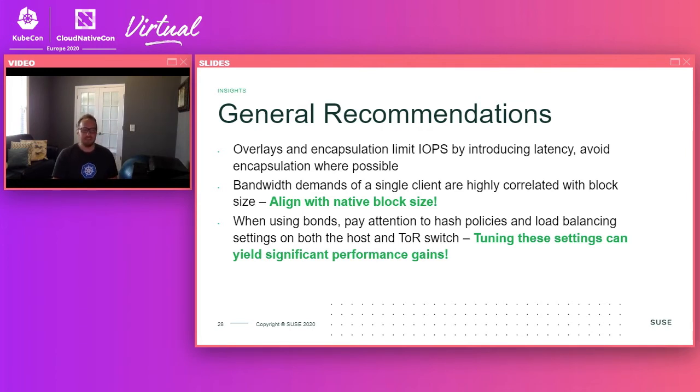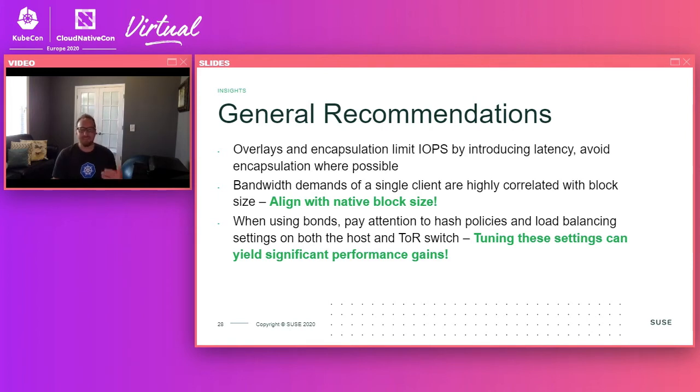Bandwidth demands of a single client are going to be highly correlated with block size. We harken back to the slide I showed that had the benchmarks we ran natively against the SSD, and the write benchmarks exhibited a strange behavior at 1K and 2K block sizes, and then all of a sudden, once we hit 4K block sizes, performance shot up. We want to align with a native block size.